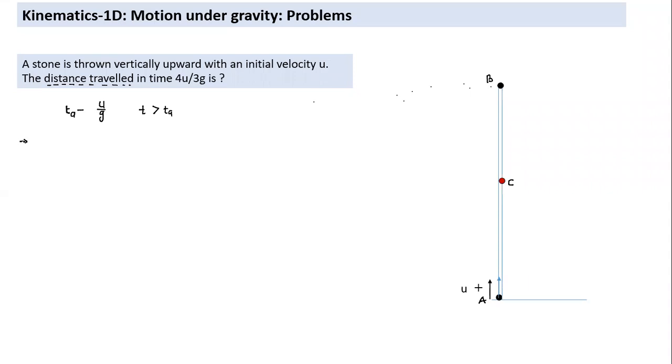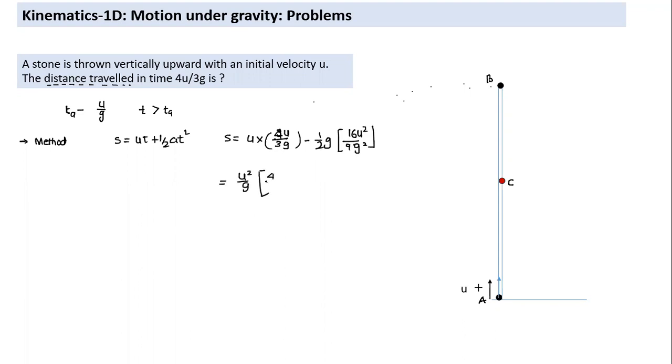Some of you, when you look at the method, may get tempted: okay, pretty simple, time is given, initial velocity is given. So I can use the formula S is equal to ut plus 1 by 2 at square with appropriate sign. If I take upward direction positive, S is equal to u into 4u by 3g, and acceleration is negative because I have taken upward direction positive, minus 1 by 2 g into square of 4u by 3g, that is 16u square by 9g square. And now how much does this come to? This comes to u square by g times, 4 by 3 minus 8 by 9.